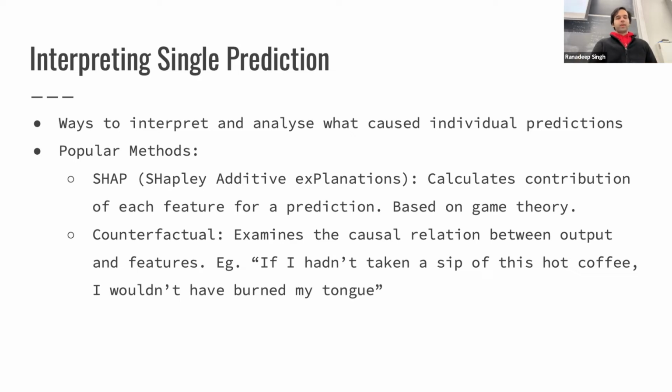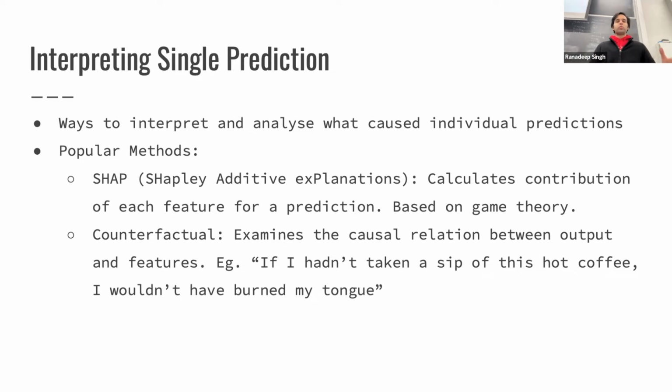The second method is counterfactual. It's almost like a null hypothesis situation, where you see a causal relationship between the output and the inputs. Let's say the output is you burning your tongue, and the input is the temperature of the coffee you drink. A statement like, if you hadn't sipped that hot coffee, so the feature value of hot coffee is 0, then the output value of you burning your tongue will also be 0. You don't burn your tongue. So something like that.